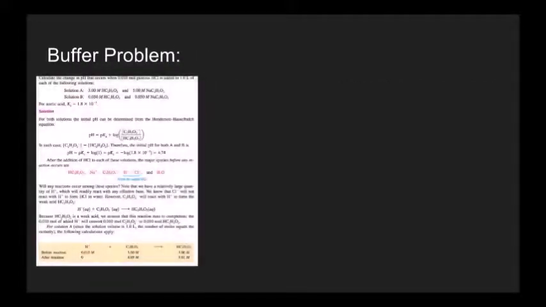So first off, we're going to start off with the basic buffering problem. We're going to calculate the change in pH that occurs when 0.01 mole gaseous HCl is added to 1 liter of each of the following solutions: solution A, solution B. And the Ka for this problem is 1.8 e to negative 5.